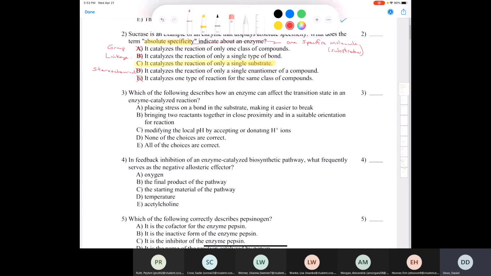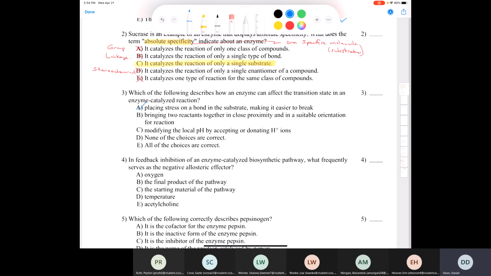Question 3, which of the following describes how an enzyme can affect the transition state in an enzyme catalyzed reaction? We spent a lot of time looking at the enzyme substrate complex, how you get to the activated complex, and how you end up forming the product, and the product gets released. Well, let's take a look. One of the ways that an enzyme can affect the transition state in an enzyme catalyzed reaction is by placing a stress on a bond.